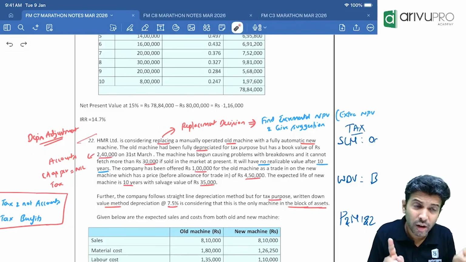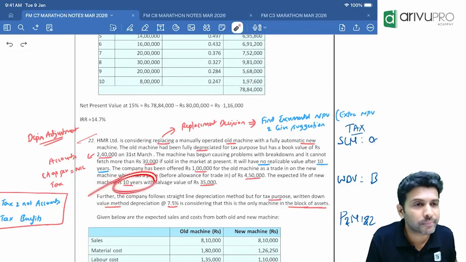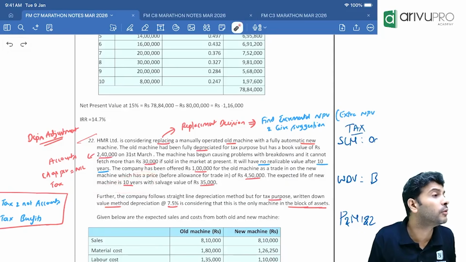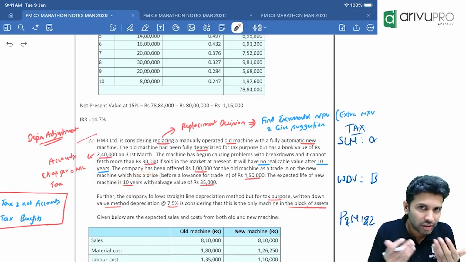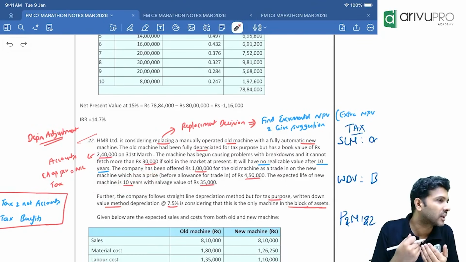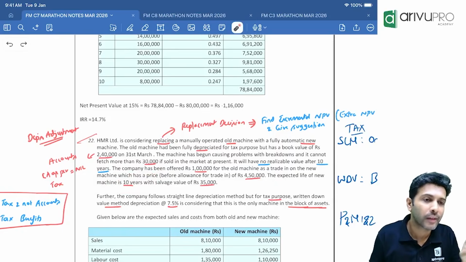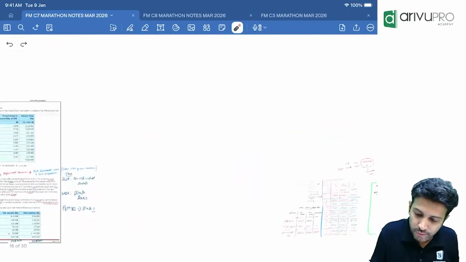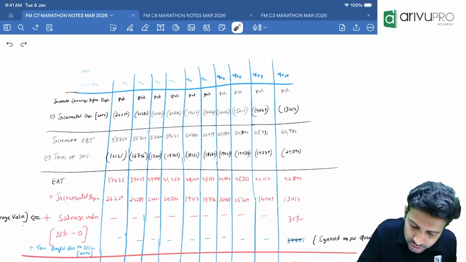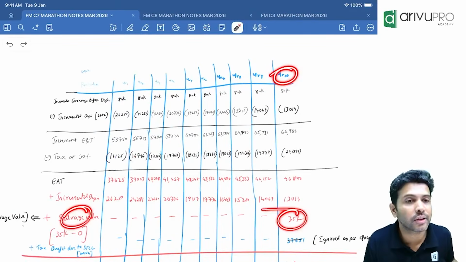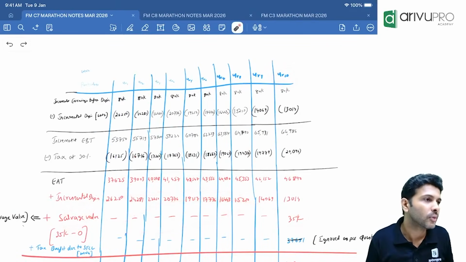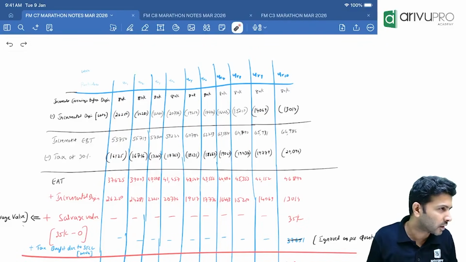How much? 35. That only becomes incremental salvage value. You'll get it every year or once? 10th year. Outflow or inflow? Salvage value means the money you get when you sell the asset. So it's an inflow. Which year? 10th year. So 35,000 you have to put only in the 10th year. Check. This is your 10th year. Salvage value 35,000. All other columns 0. OVAS over. Subsidy not there.